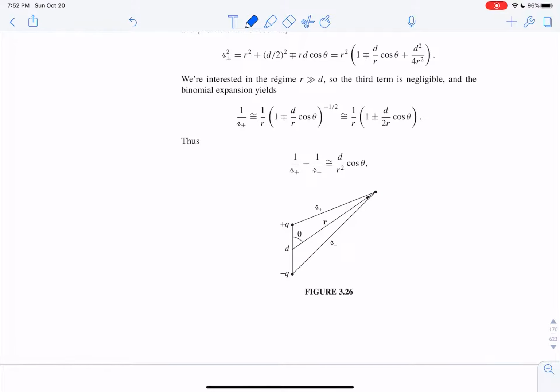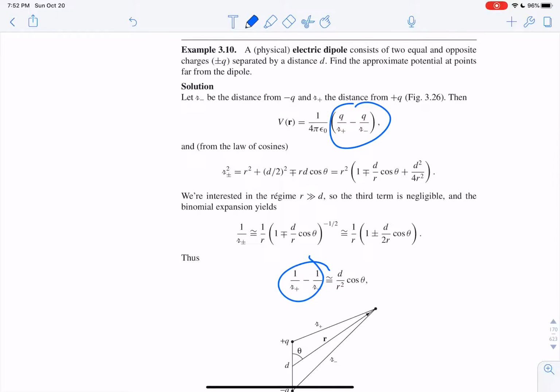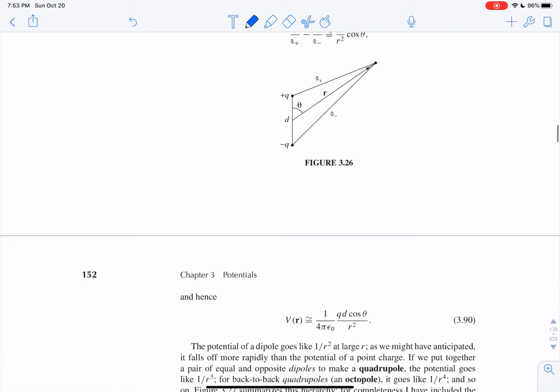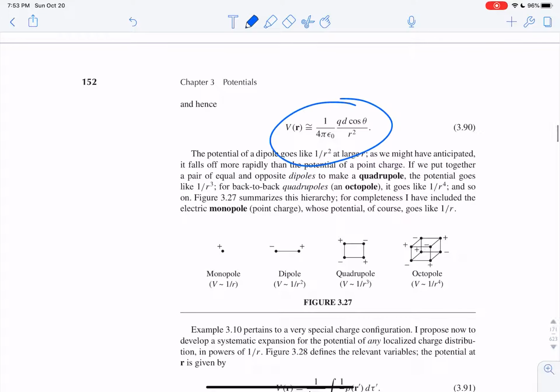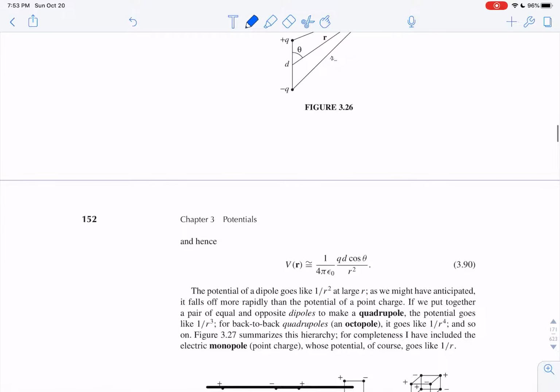And it turns out that if we replace this with this, because this is the same as q over 4 pi epsilon naught times 1 over r plus minus 1 over r minus, okay, and we just found out what that is. So that's d over r squared cosine theta. So then our overall potential is just here, 1 over 4 pi epsilon naught times q, and then times this d over r squared cosine theta. And so that's where all this comes from.